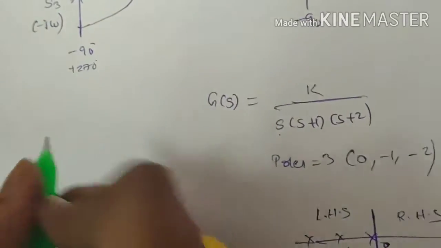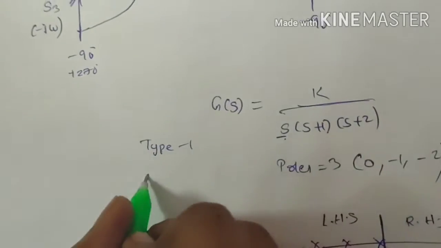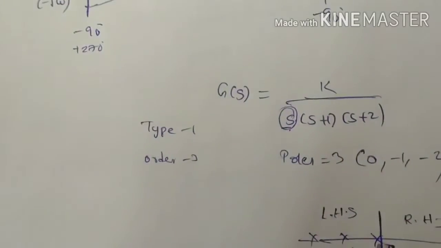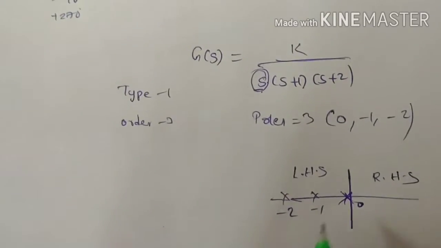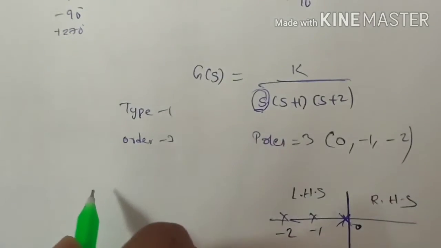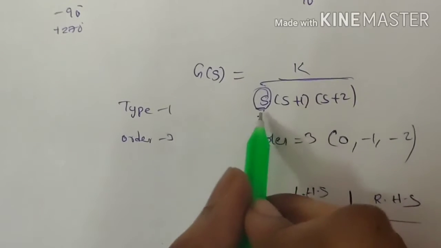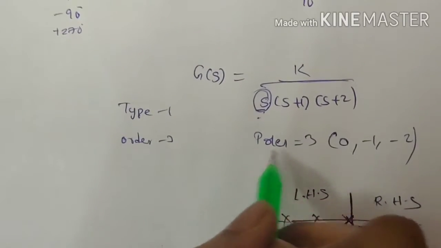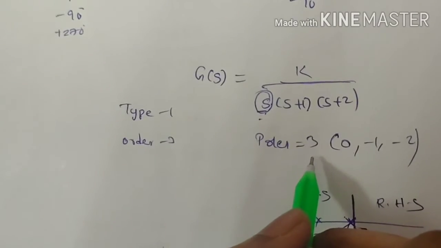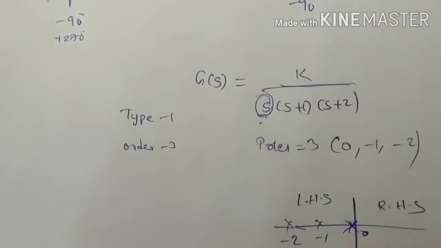Now, this is a type 1 and order 3 system. So you can say the number of poles at origin is 1, and the total number of poles is 3, and the highest degree is 3. Always remember, the highest degree represents the number of poles. Suppose there is s power 4, then the total number of poles will be 4. Suppose it is s power 5, then the total number of poles will be 5. And always for poles, you have to check only the denominator polynomial.